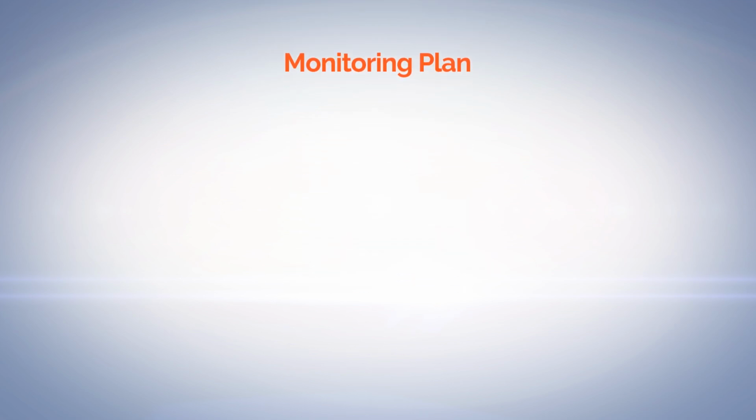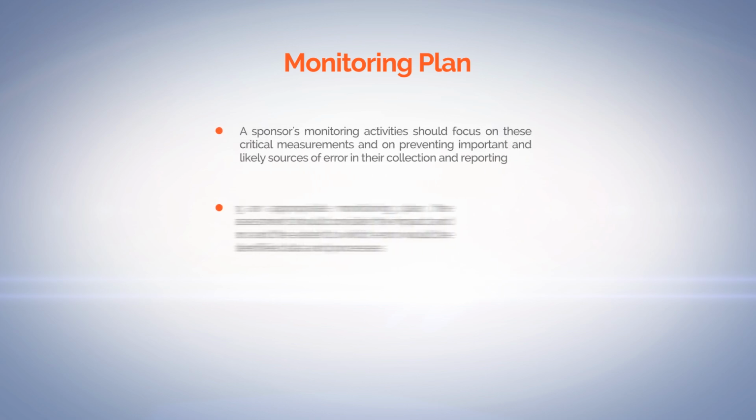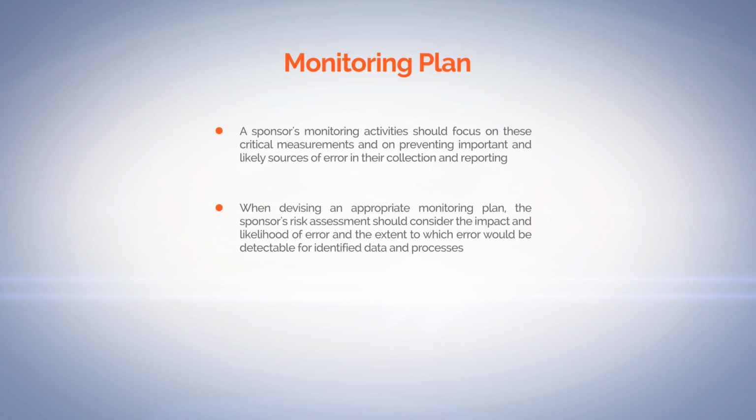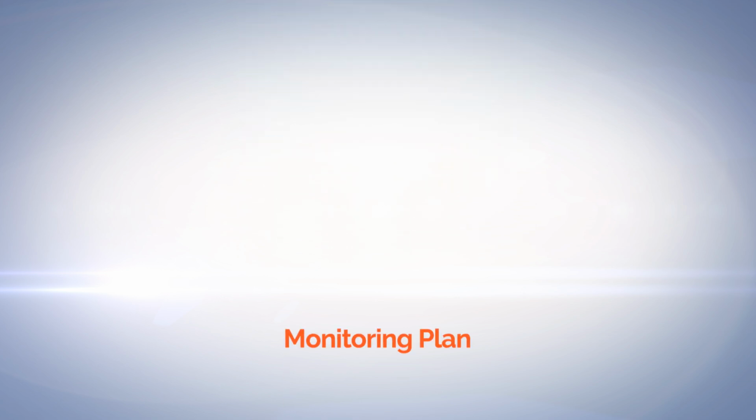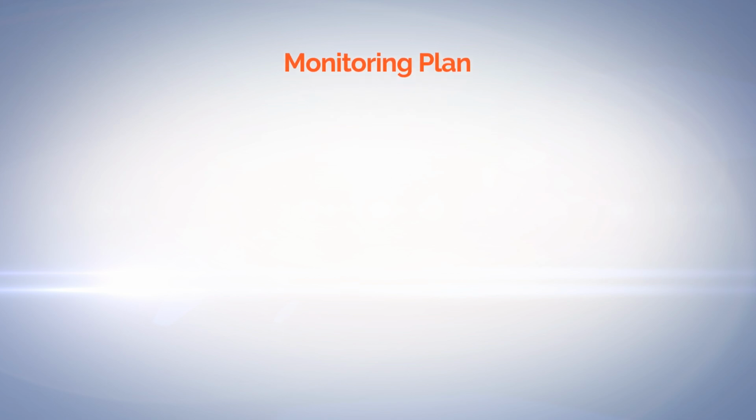A sponsor's monitoring activities should focus on the critical measures and also preventing important and likely sources of error. When devising the monitoring plan, we have to make sure we do our risk assessments, and we have to look at the impact and likelihood of the error and the extent to which the error would be detectable. Jane's already introduced the idea of impact, likelihood, and also detectability. These are the things we must think about when we put our monitoring plan together, because as Jane says, we cannot mitigate for every single risk.